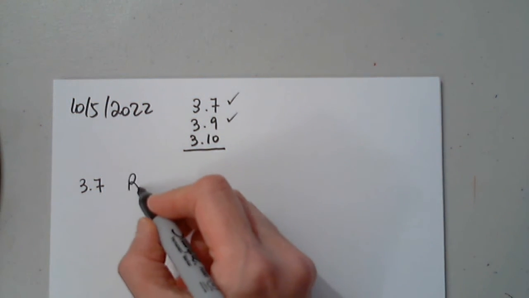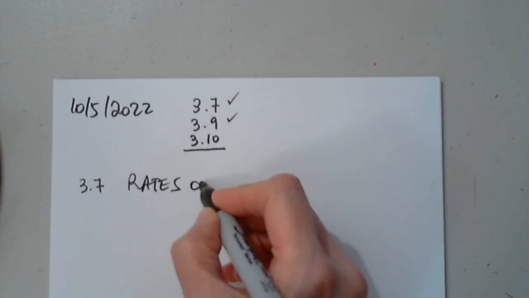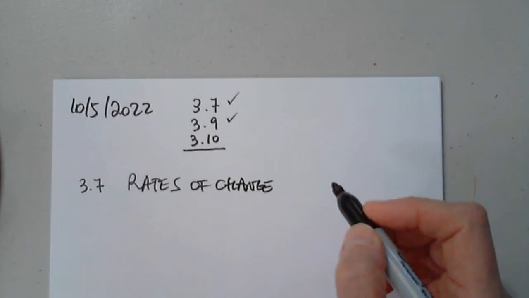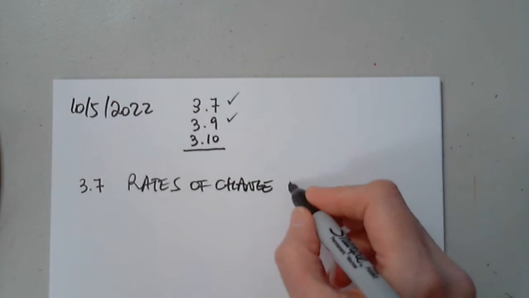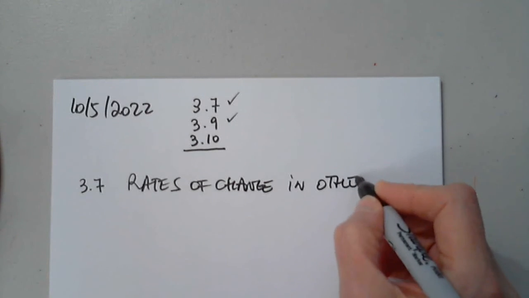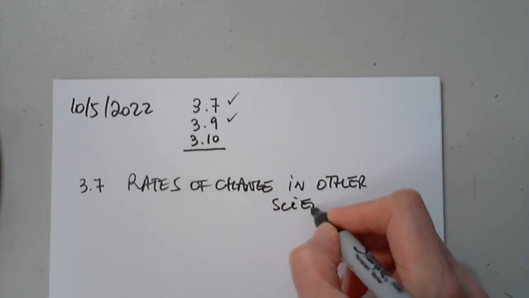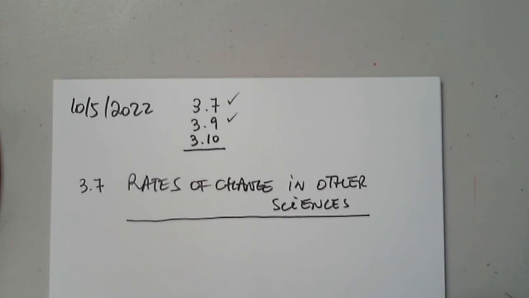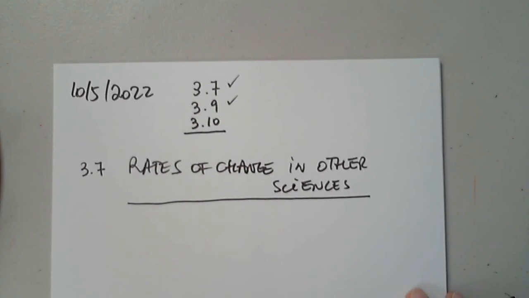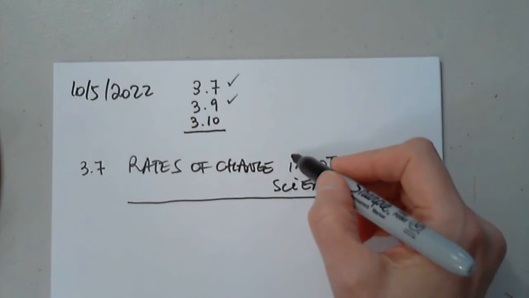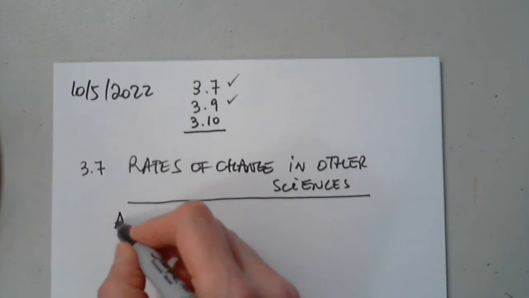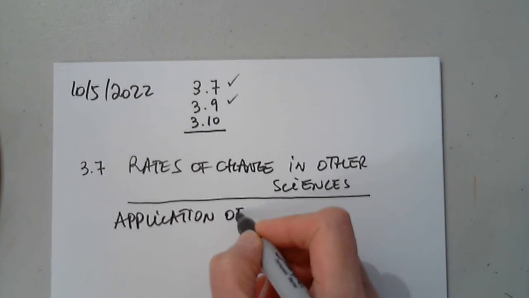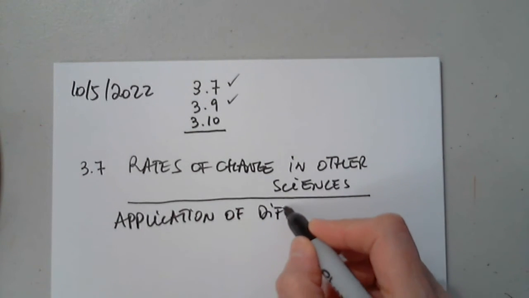Basically, rates of change in other sciences, like physics and beyond. So what does this mean? It's an application of differentiation.